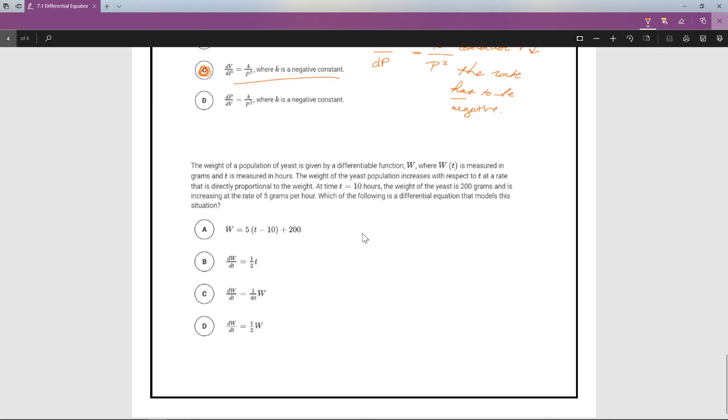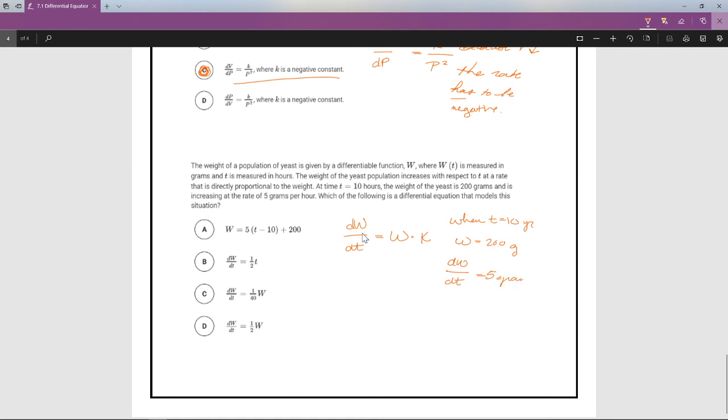So here, I would say dW dt is directly proportional to the weight. And that's going to be times some constant. And so when T equals 10, the weight is 200 grams and is increasing at a rate of 5 grams per hour.